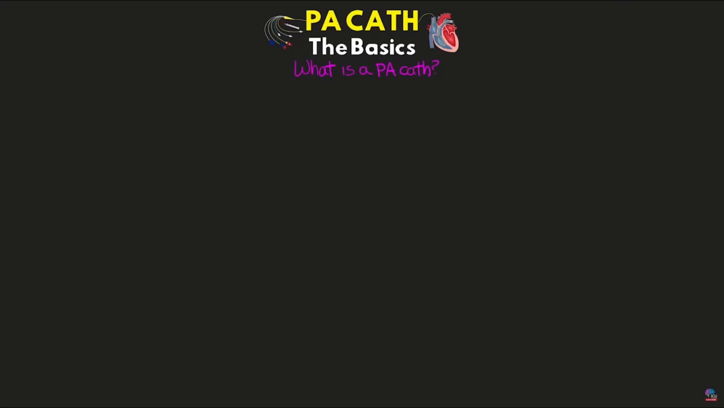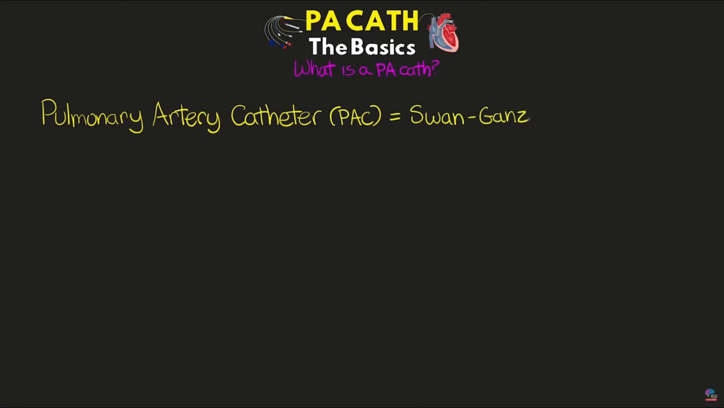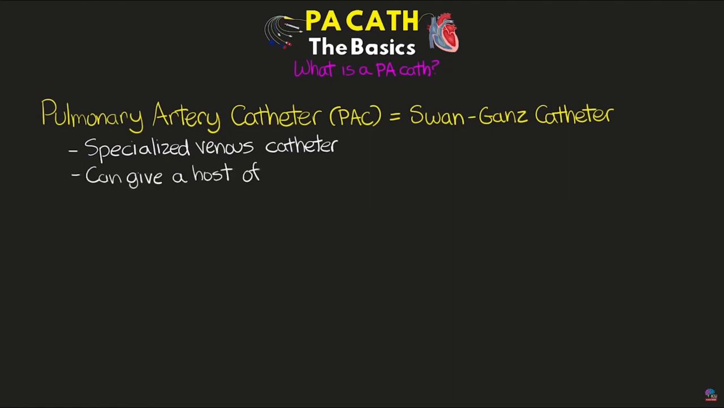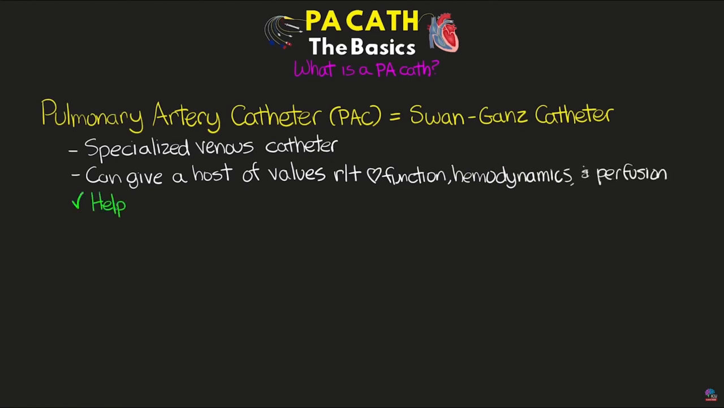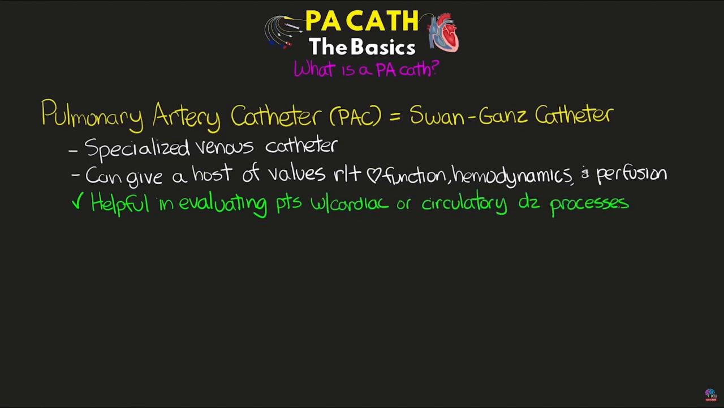We'll be talking about the basics of PA catheter. What is a pulmonary artery catheter? The pulmonary artery catheter is known as PAC, or your Swan-Ganz catheter, or your PA catheter. It's a specialized venous catheter that could give us a host of values related to cardiac function, hemodynamics, and perfusion. It helps us in evaluating patients with cardiac or circulatory disease process.